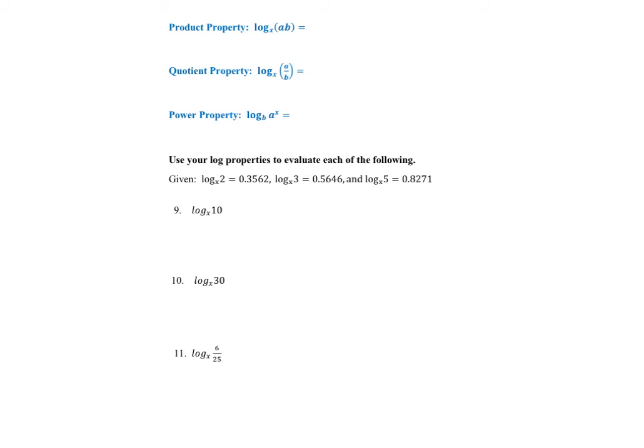Okay, we're going to look at one more example. But before we do that, let's rewrite these properties one more time. If you have a product in the argument, when you give each of those values its own log, you are going to add them together. When you have a quotient in the argument, again, you're going to give each of those values their own log, but you are going to subtract them. And the power property means I'm going to take that exponent for the argument and put it in the front as a coefficient.